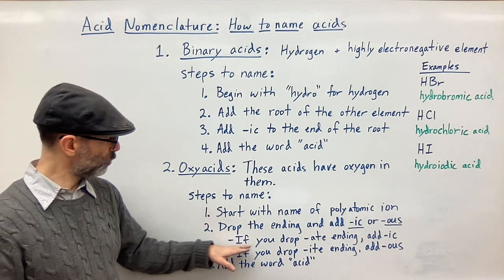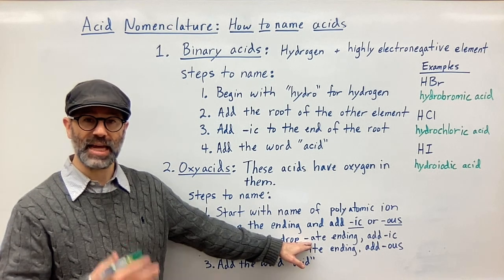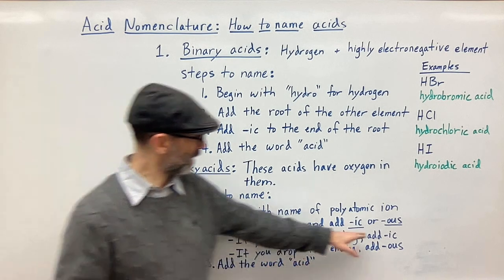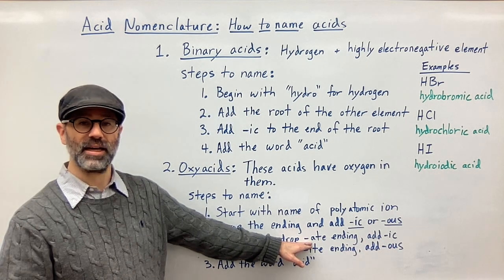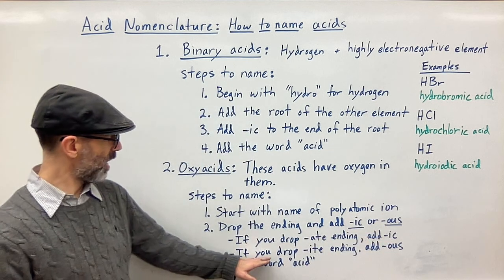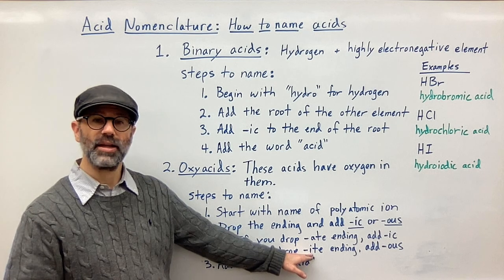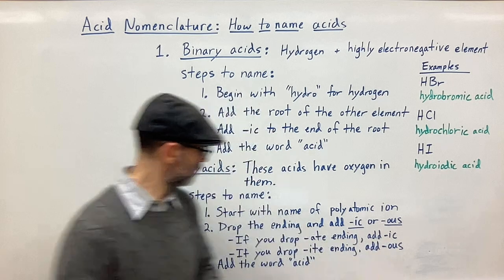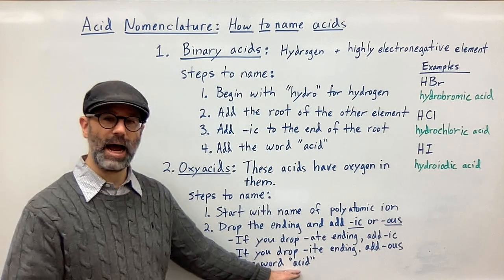So here, if the polyatomic ion has an ATE ending, you're going to drop that and add IC. So any polyatomic ion that has ATE at the end of it, you're going to drop it and add IC. If you have a polyatomic ion that has ITE at the end of it, then you're going to drop that ending and add OUS. After that, you're going to add the word acid.